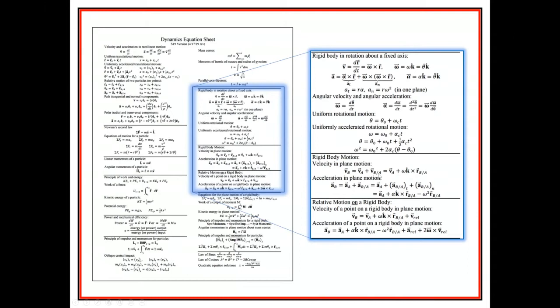And we note that the relative velocity in one plane is omega k crossed with the relative position vector. And we notice that we have the B with respect to A in both spots right there. And then the same thing is true with the acceleration, except that the relative acceleration vector is broken down into tangential and normal components. The tangential is alpha k crossed with that relative position vector, and the normal is just negative omega squared times the relative position vector.